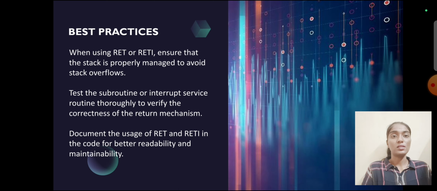Best practices. When using RET or RETI, ensure that the stack is properly managed to avoid stack overflows. Test the subroutine or interrupt service routine thoroughly to verify the correctness of the return mechanism. Document the usage of RET and RETI in the code for better readability and maintainability.